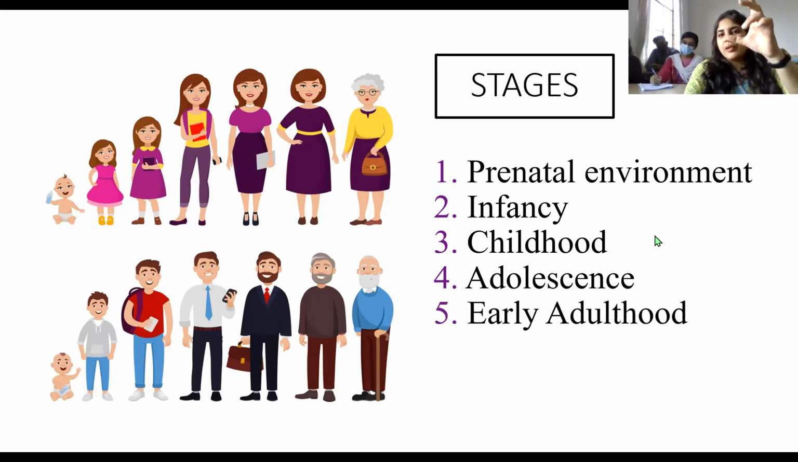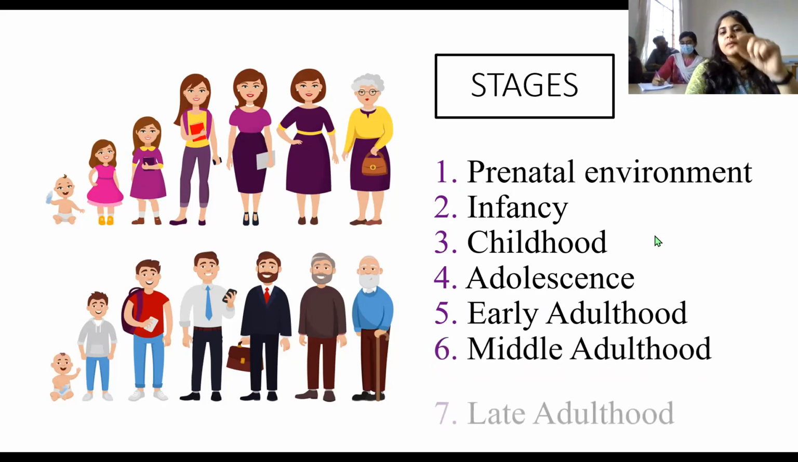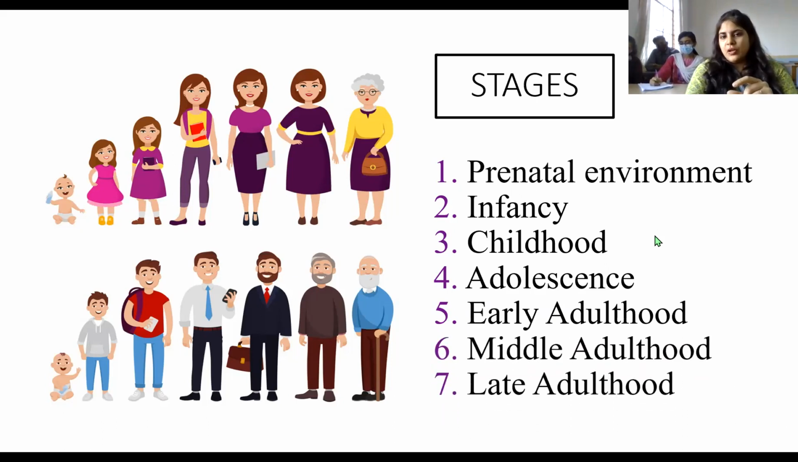Now we look separately at early adulthood, middle adulthood, and late adulthood. All right. So these are seen as distinct stages because they span way more years than the specific stages of childhood. They will be fewer years as compared to the whole early adulthood phase. So you have prenatal environment, infancy, childhood, adolescence, early adulthood, middle adulthood, and late adulthood. All right.